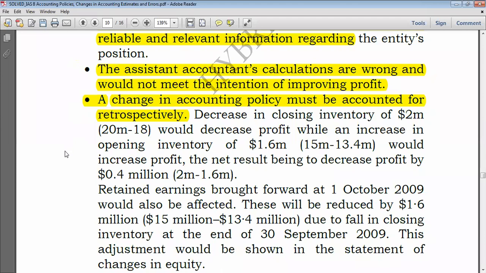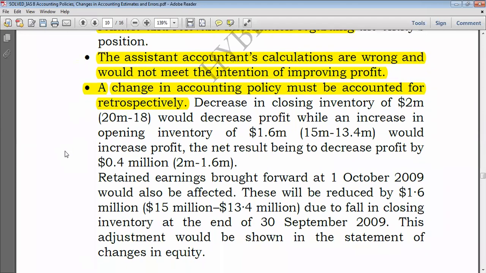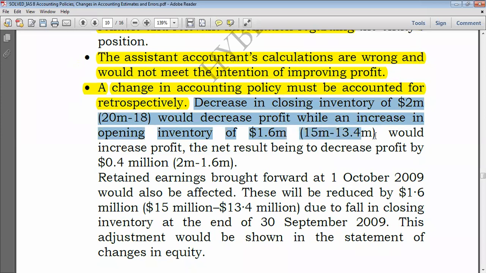Those were the closing inventories of the previous period, right? So if we check here, we said closing inventory decreased by 2 million, because FIFO was 20 million but AVCO was 18 million. This would decrease the closing inventory and hence decrease the profit by 2 million. While the increase in opening inventory of 1.6, which is 15 minus 13.4, would increase profit, and the net result is to decrease profit by 0.4.